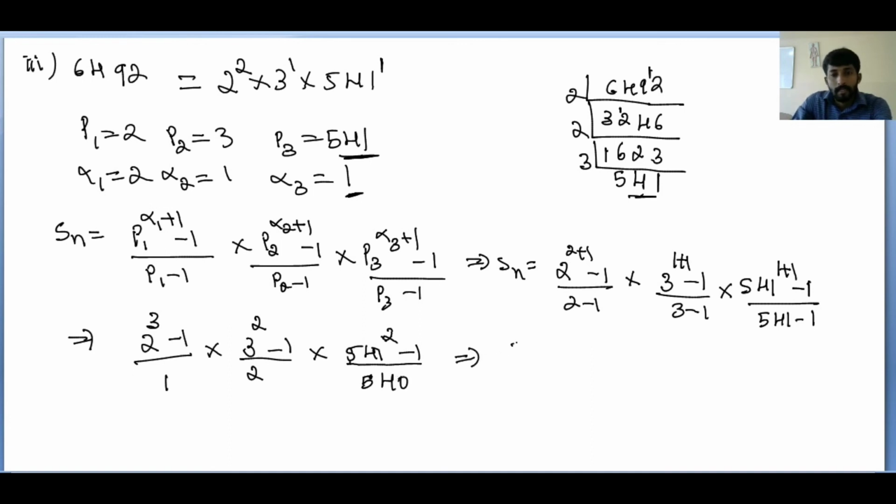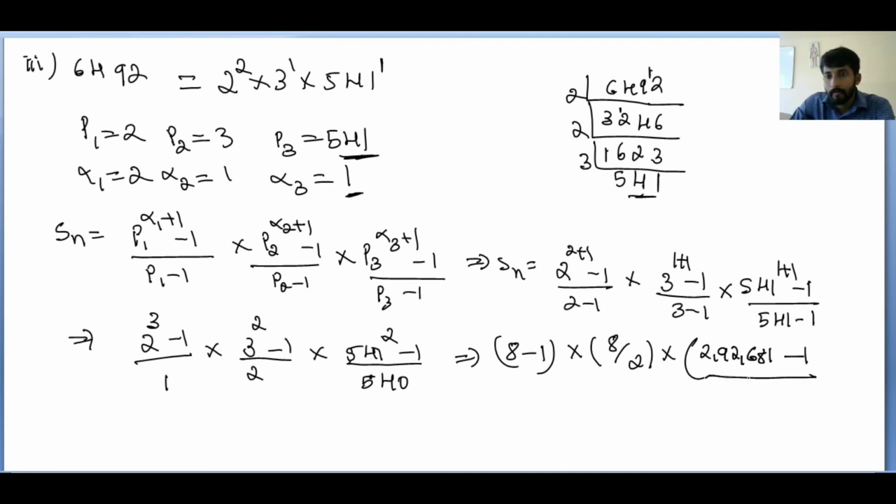2 to the power 3, that is 8 minus 1, into 3 square, that's equal to 9, right? 9 minus 1, that is equal to 8, divided by 2. 541 to the power 1 plus 1, that is 541 square. Here you will get 2,92,681 minus 1, divided by (541 minus 1), it's equal to 540.